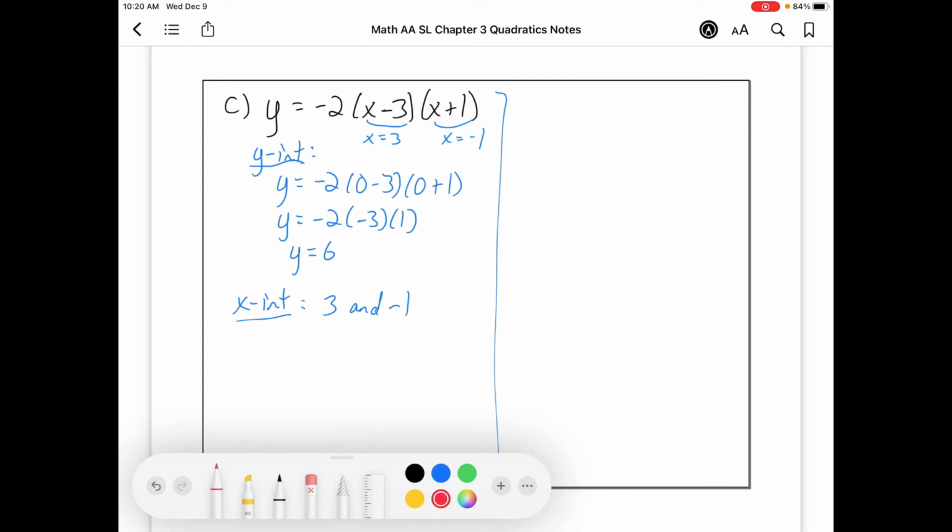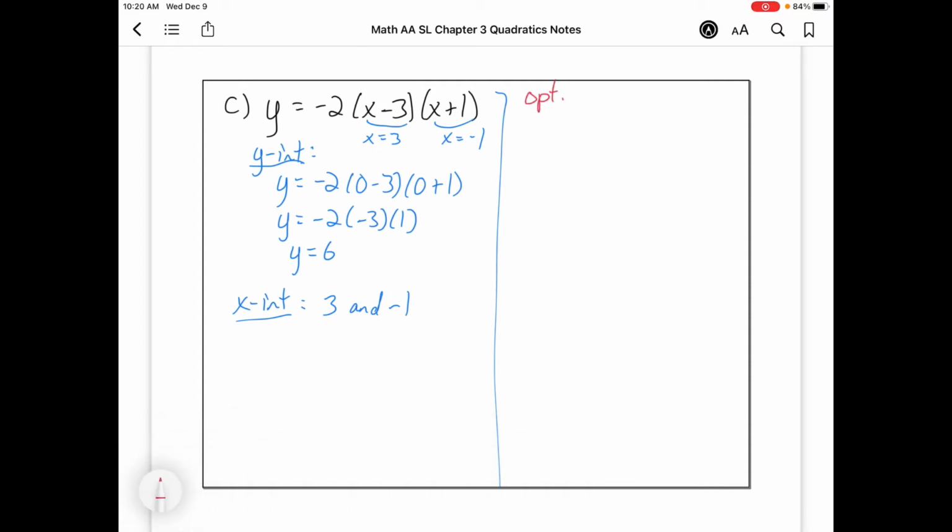Okay, let's do the wah-wah version of this. Another option would be to multiply it all out. So I would start by foiling out my brackets. I'd have x squared plus 1x minus 3x, so that's minus 2x minus 3. Okay, and then I'm going to multiply that negative 2 in, and I'll do it carefully. Oh my gosh, I could botch this so easily. All right, I got it in that form. Ooh, that's great. Now I know my y-intercept is 6.